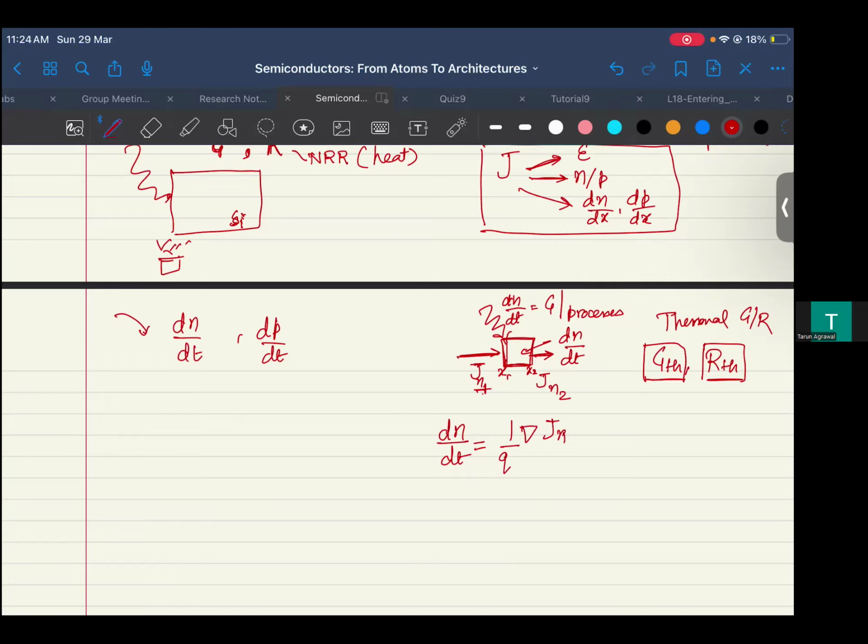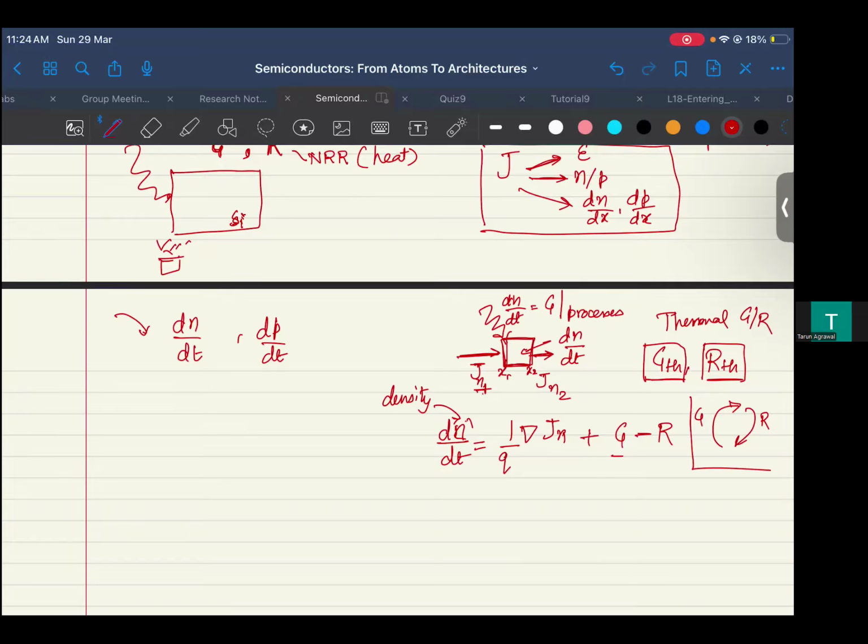1 by q, because we are only looking at the density. We are not looking at the charge. n is our density. It's not charge yet. Charge is when you multiply with q. Then the other term is the generation minus recombination, G minus R, because G is the generation and R is whatever is recombining. So whatever is in this box is also generating and recombining, right? That is what we saw. It's a birth, cycle, and death, which is always happening in your semiconductor.